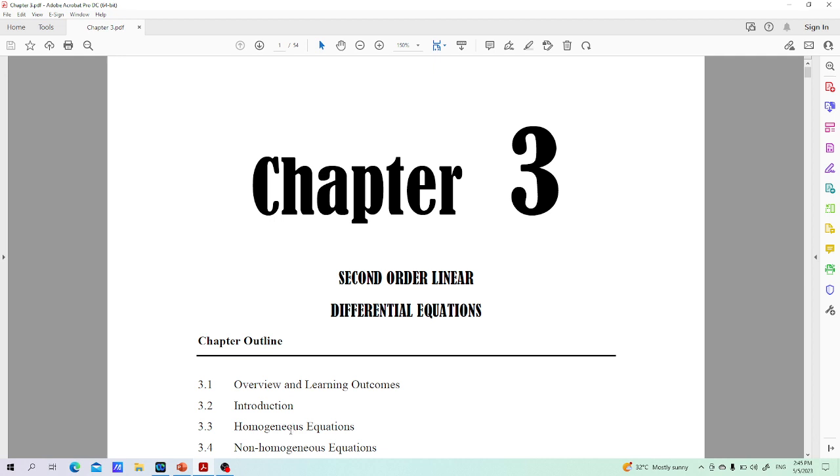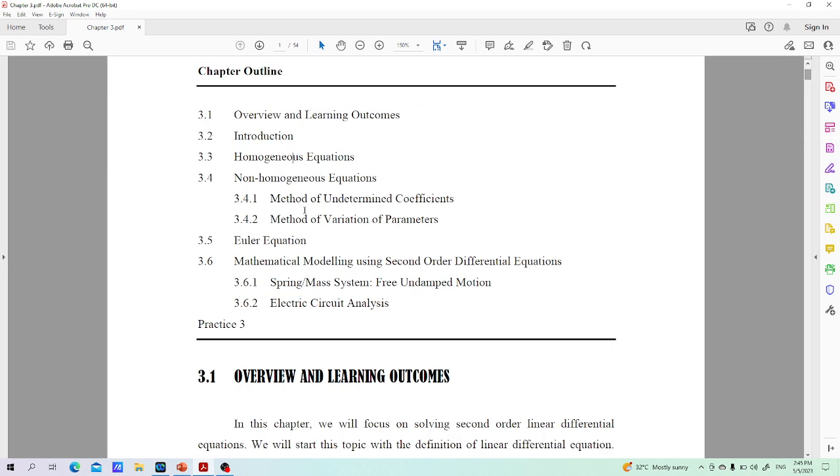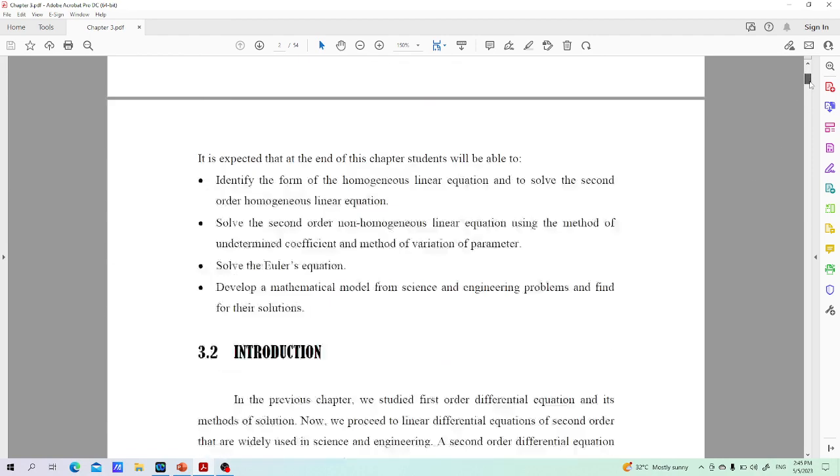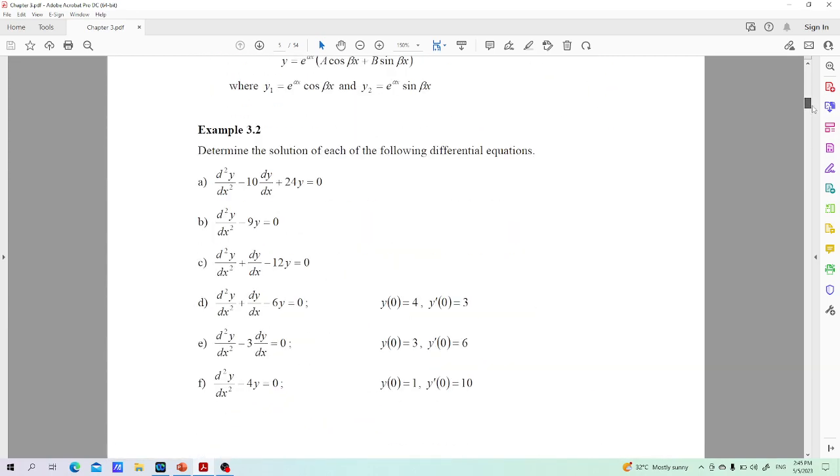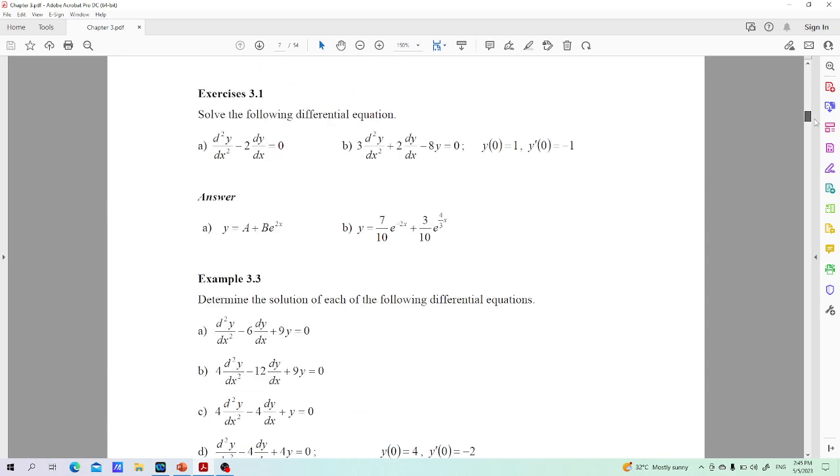Today we will continue our discussion. We have gone through the homogeneous equation and the non-homogeneous equation, and today we'll go through the method of variation of parameter. So what is the method of variation of parameter?